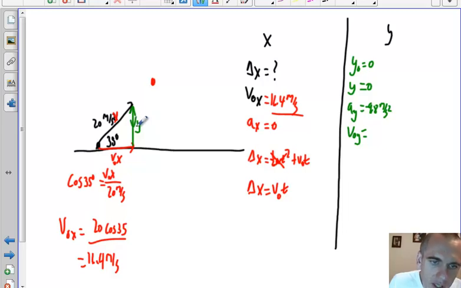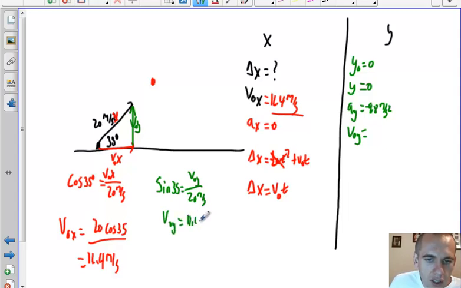It's this side of the triangle. So this is the opposite side, so the sine of 35 is equal to the opposite side, velocity in y, over the hypotenuse, 20 meters per second. So 20 sine 35 gets me my velocity in the y direction, which is 11.47 meters per second. So v naught y equals 11.47 meters per second. I'm going to go ahead and put that in over here.